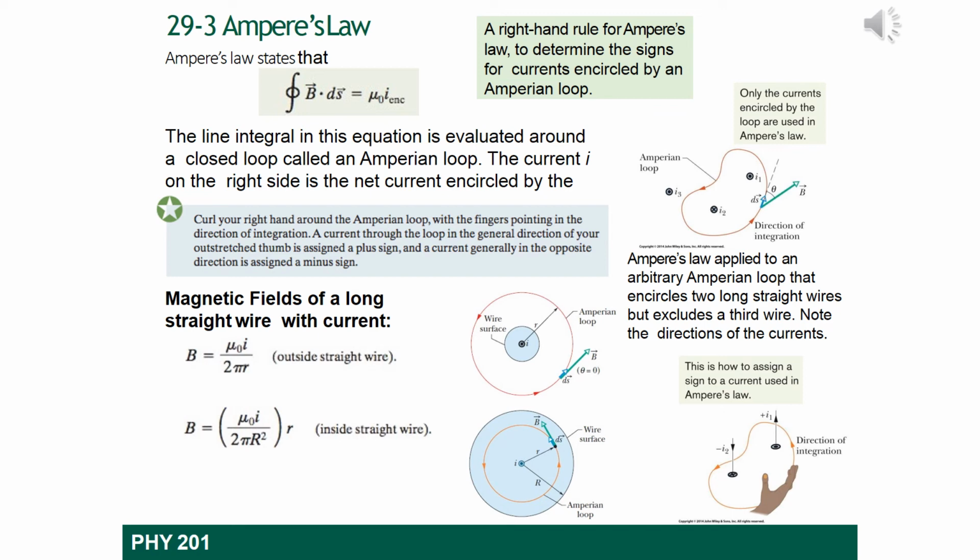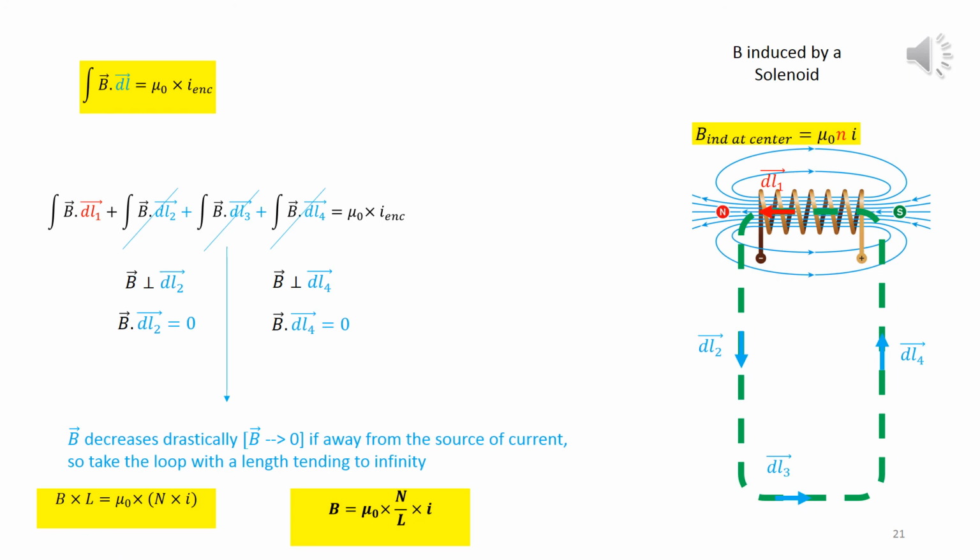For example, in the figure on the right, the Amperian loop is not a circular one, but it is more, if you want, random. Now the I enclosed are only I1 and I2. I3, for example, is not enclosed by the loop. That's why you don't put it in the formula. So let's start with the integral B dl equals mu 0 times I enclosed, which is the formula of Ampere's law.